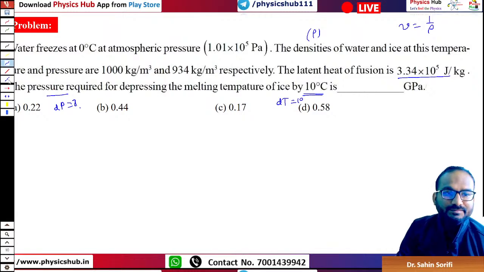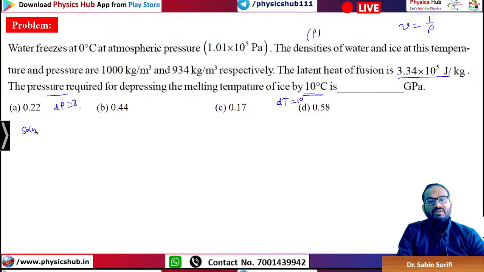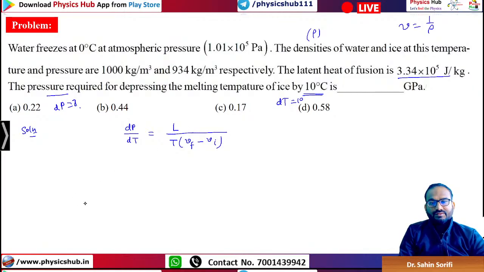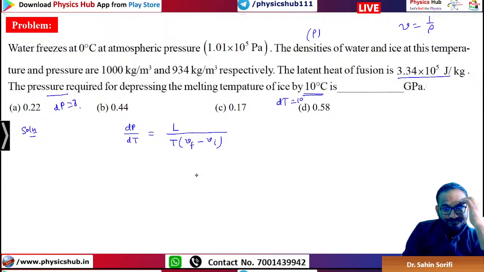Could you solve this problem? Look at it. Here we have to utilize the Clausius-Clapeyron equation: dP/dT equals L by T times (Vf minus Vi). This is the formula we know. L is the latent heat of fusion, and Vf minus Vi is the change in volume. And we need to find out what is happening going from water to ice.